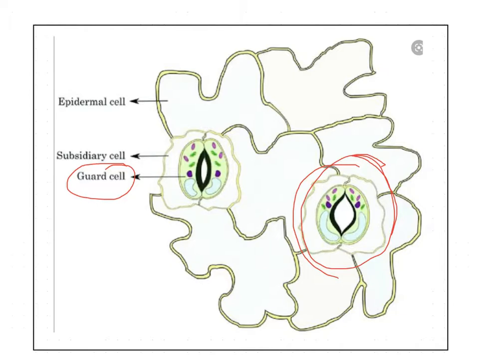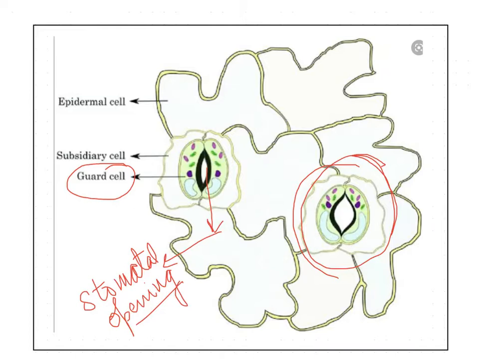So अंदर एक opening create होगी. अगर opening create होती है, तो that opening is called stomatal opening. Okay, clear? So this diagram is very, very important, dear students. Sometimes you are asked to draw the diagram of stomata. So this is a diagram of stomata. Stomata is made up of guard cells, and in the center there is an opening which is called stomatal opening, and it is surrounded with epidermal cells.